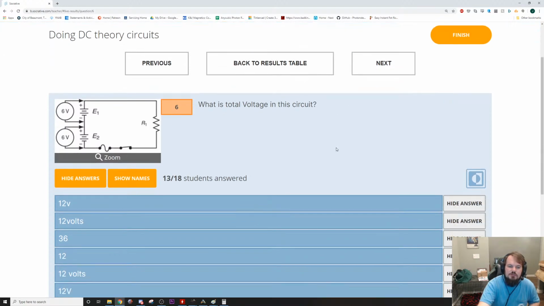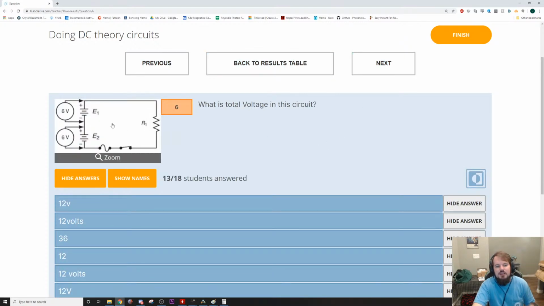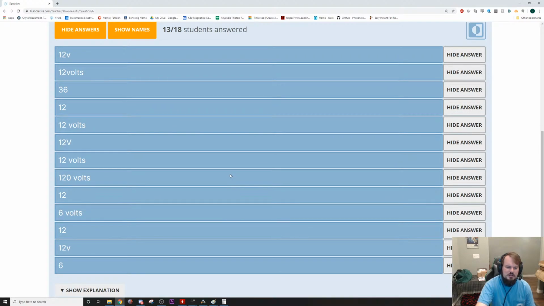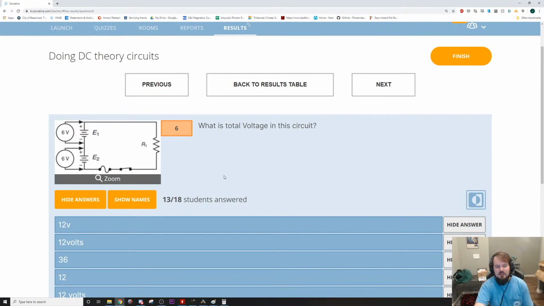Alright. What is total voltage in this circuit? I'm not even putting this one on the... Well, maybe I will. Nope. We only got one question about it. So, voltage sources in series add together. The total voltage in this circuit is 12. Some people answered 120, and 36. I mean, that looks like they multiplied them together. Alright, that's weird.